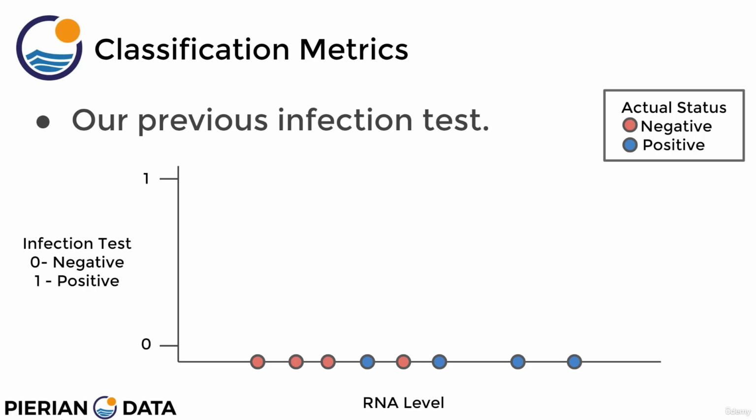So we have this test for a virus, and we say there's a 0 if there's a negative test, and a 1 if there's a positive test. Essentially saying class 0 means you don't have the virus, class 1 means we think you do have the virus. And so we take our training data, and we have red points here that are negative as the actual status, and blue points which are positive for the actual status. And we're checking some sort of RNA level.